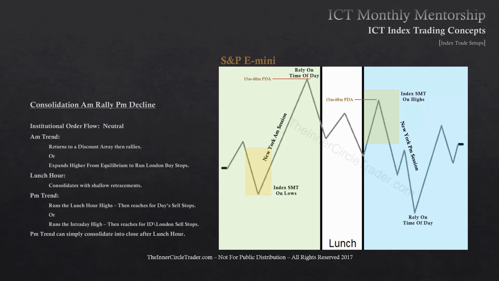So it's a very simple measure of what's causing the high to form in the AM session. If it falls short of a premium array that's seen on a 4-hour or daily, chances are it's probably going to rally again harder to reach for that level and then make a reversal. The afternoon low, again, reaching into the 2 o'clock hour, is many times going to be the 15-minute to 60-minute discount array.